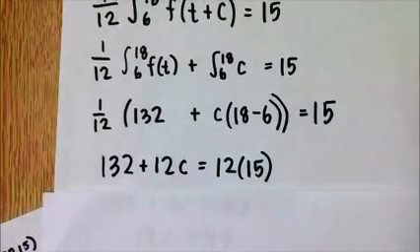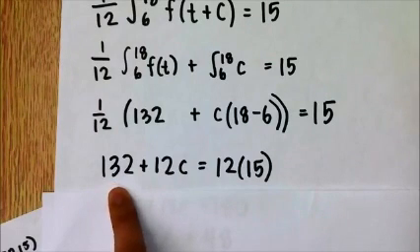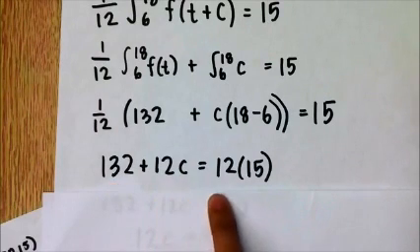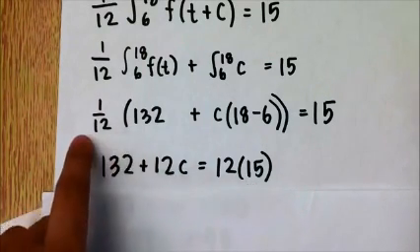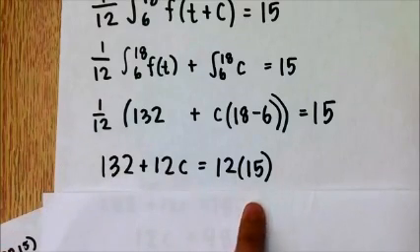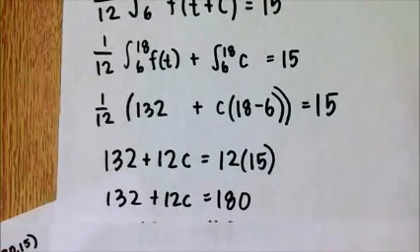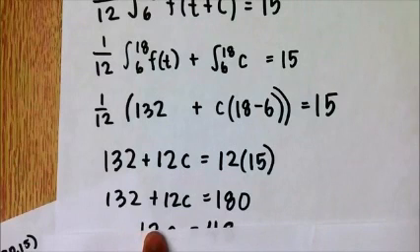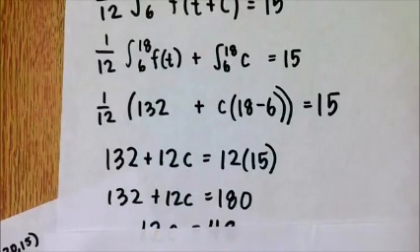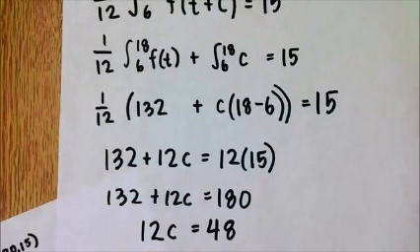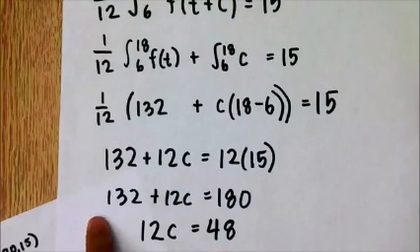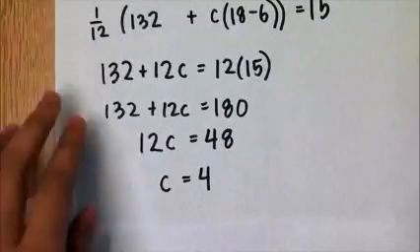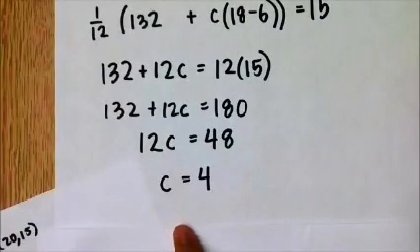And so we continue to solve it. 132 plus 12c equals 12 times 15. We multiplied 12 over to the other side. And so then we get 132 plus 12c equals 180. We subtract the 132, so 12c equals 48. And then the final answer, 48 divided by 12, equals 4.